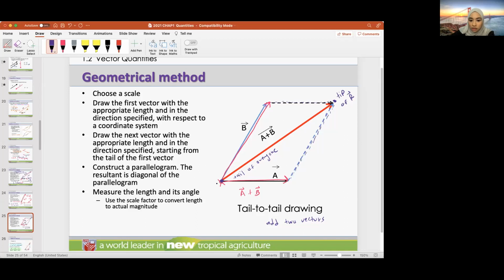And then this is your tail of your resultant. This is the tip of your resultant. Whatever the length that you get, convert it back using your scale. That is your magnitude of your resultant. What about the direction? Direction is always with respect to the x-axis. So this is the theta of your resultant. Okay, so this is, let's say, 30 degrees.